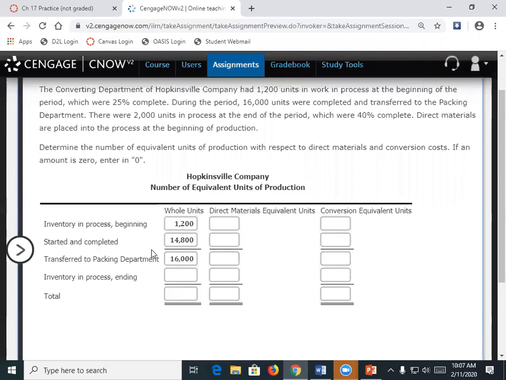And then they give us inventory in ending, which was 2,000. And then the total is 18,000. I'm just adding those together. Those are the total units for the whole period, all the units that we're accounting for.